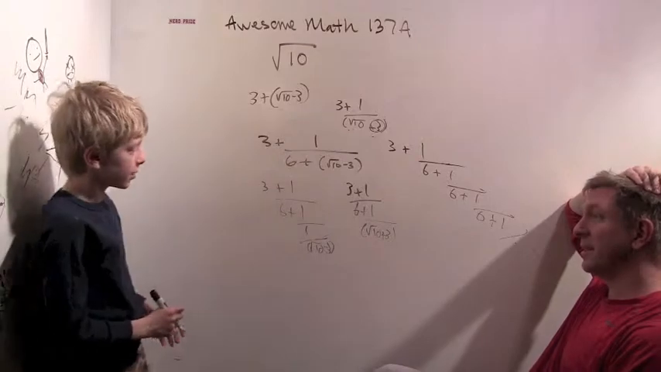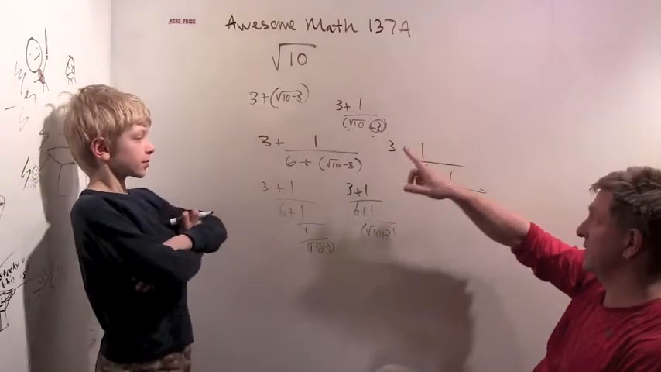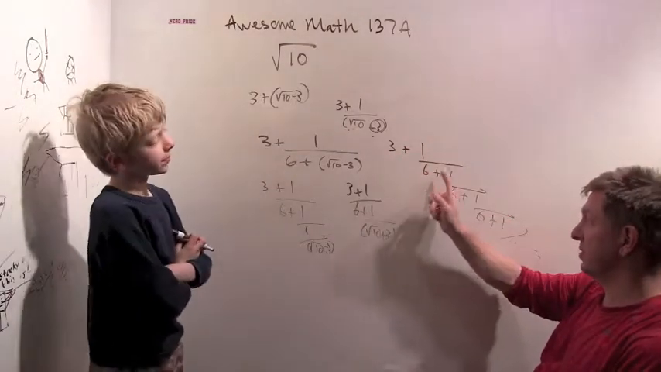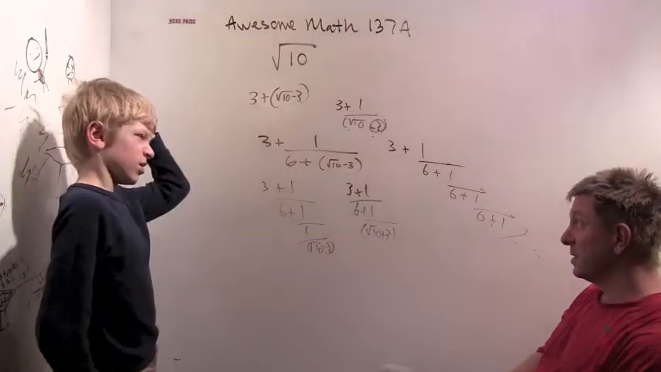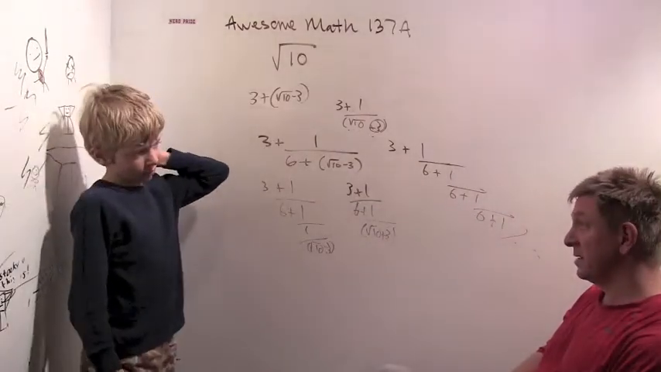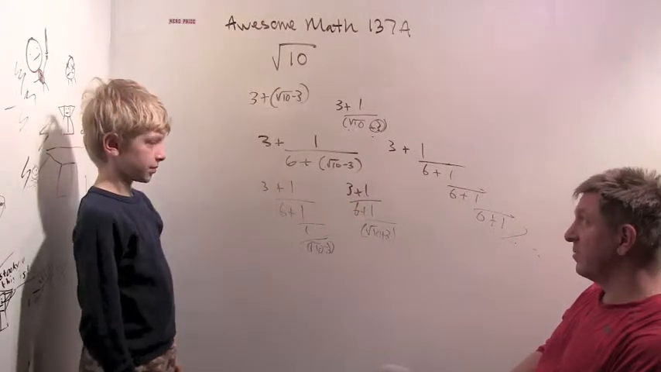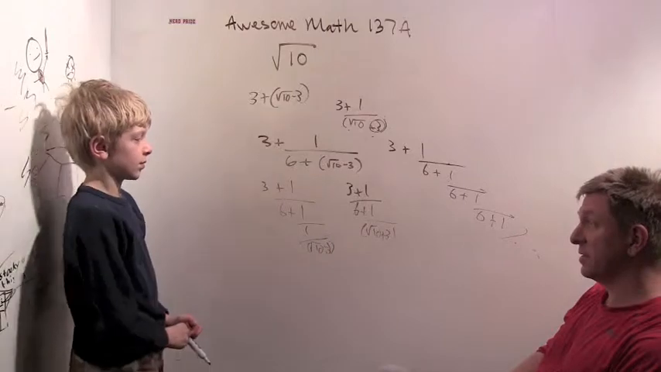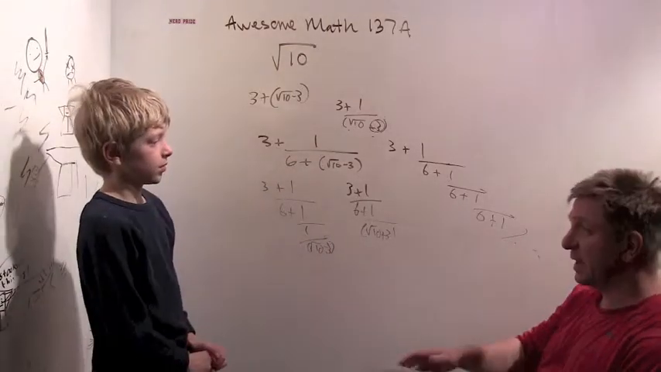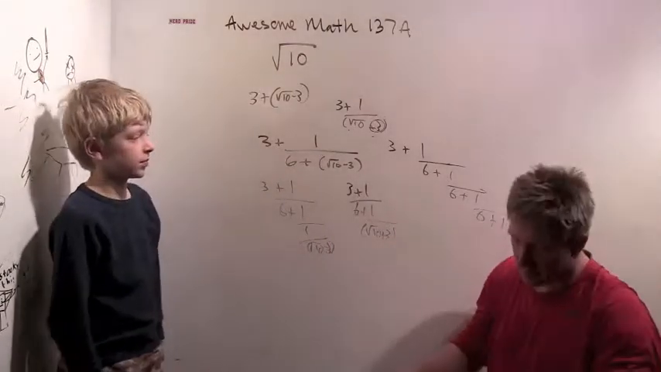There we go. So we have this amazing continued fraction for the square root of 10: 3 plus 1 over 6 plus 1 over 6 plus 1 over 6 plus 1 over 6. Cool. So there's the square root of 10. But we saw something for pi that was very similar to this. So let's turn the camera off and write it down, and we'll write them side by side.